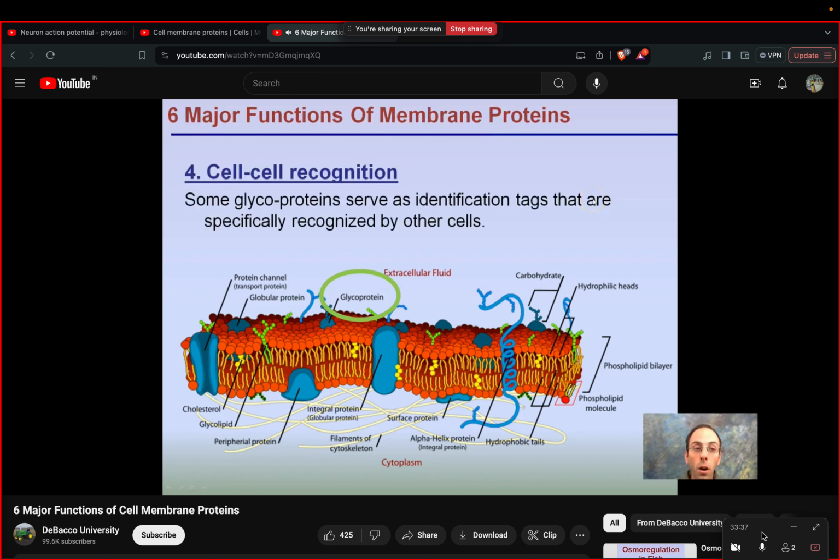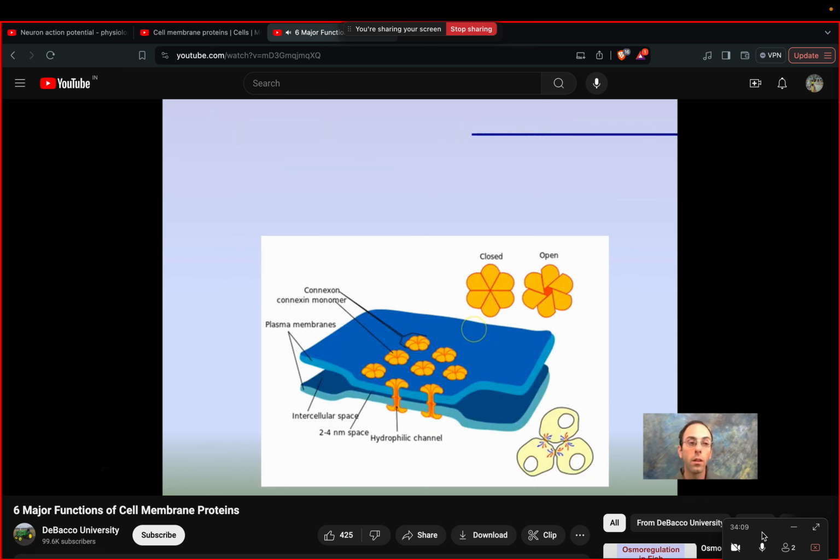Another major function is cell-to-cell recognition. Some glycoproteins serve as identification tags that are specifically recognized by other cells. This is very important in the immune system. We want to know what cells are self and what cells are foreign. So these glycoproteins are very important. It's just highlighting one right here for cell recognition. So cells can recognize other cells for binding purposes, could be for attacking purposes, to recognize what is self versus something that's not self.